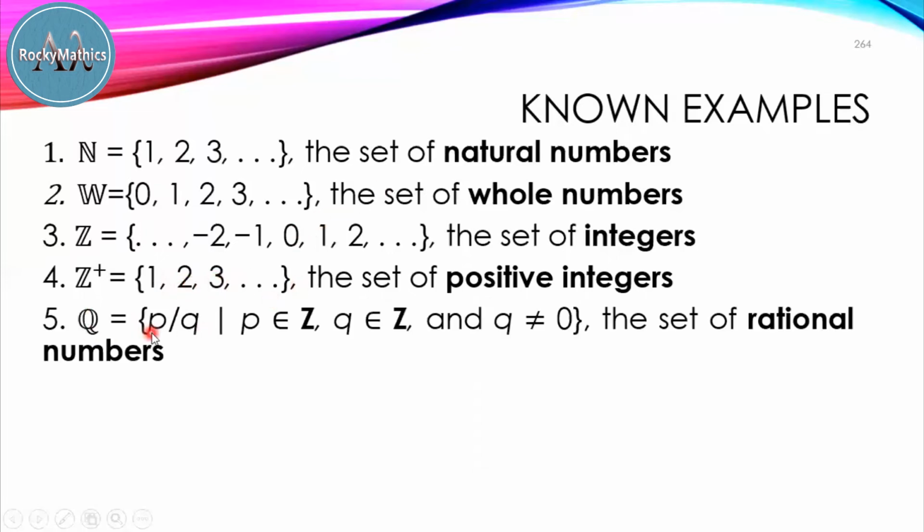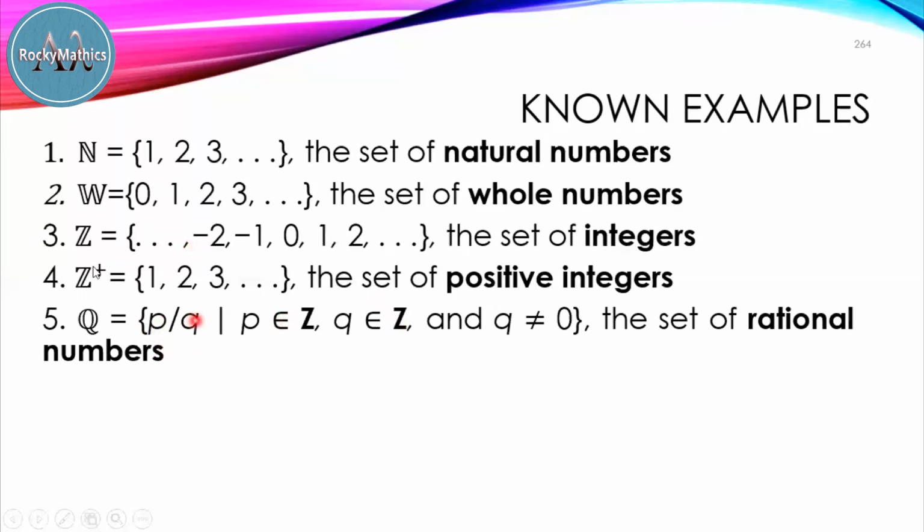Then the Q, which is the set of rational numbers of the form p over q, such that p is in Z and q is in Z, such that q is not equal to 0, because if q were equal to 0, this would be undefined. This is what we call the set of rational numbers. Now take note, if the question is, is 1/2 a rational number? Yes, because p is 1 and q is 2, which are in the set of integers. Now the question is, can an integer be considered as a rational number?